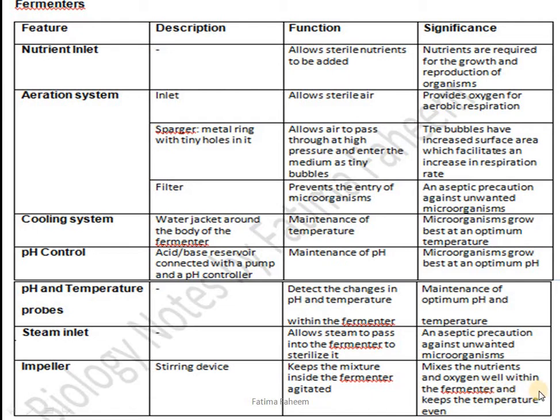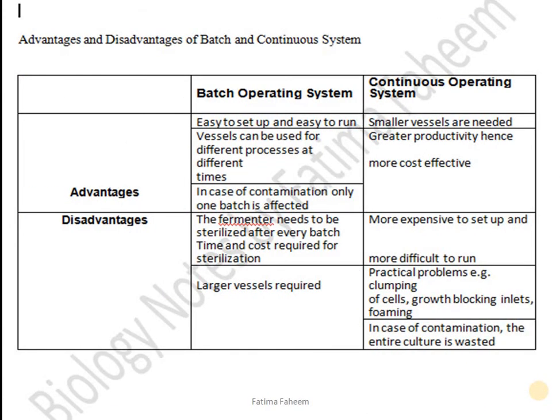Now we have to learn about two basic operating systems which are used in industry in the fermenter. Either the product is formed from a batch operating system or it can be formed from a continuous operating system. What happens in a batch operating system is that you add your nutrients, you add your microorganism into the fermenter, you start the process for a specified period of time, and after that you take out all the nutrients and microorganism from the fermenter, whatever is left. You take out your product and then you sterilize the fermenter, clean it well, and then start the process again.